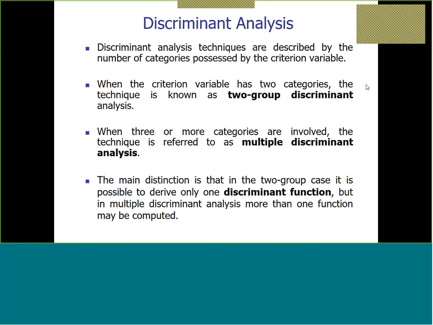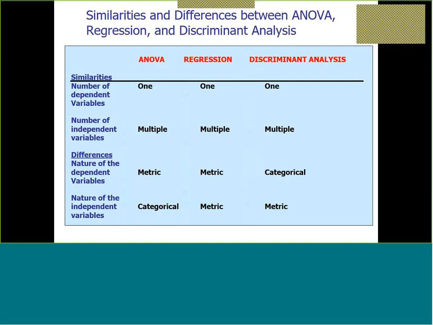So then you can think about what is the difference between ANOVA, regression and discriminant analysis. If you compare them, you can even compare with logistic regression also, because that is also one of the things we have learned, if you remember properly. So let us compare ANOVA, regression and discriminant analysis. I will also try to compare with logistic regression. So first of all, we'll compare the similarities. After that, we will compare the differences.